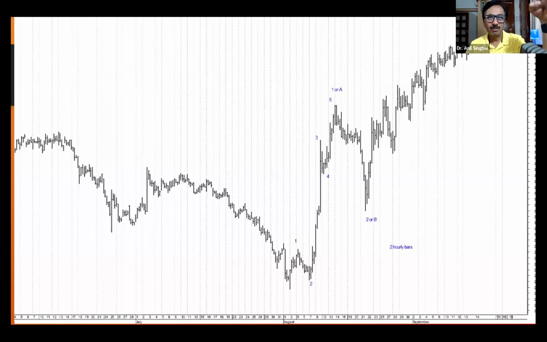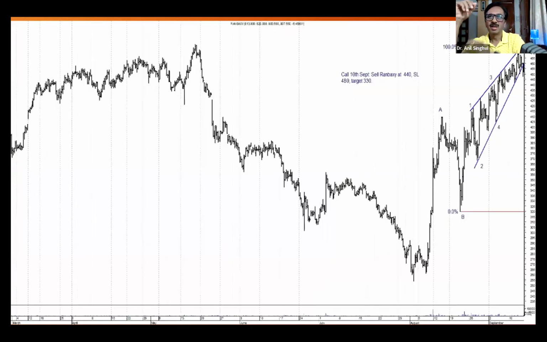So then the light bulb went on and we could think that this is an ABC correction to the upside and the C wave is basically an ending diagonal. So this was the labeling on the chart at that time. You see wave A, wave B, and wave C is an ending diagonal. And you can see that normally the proportion is wave A equal to wave C, which is the commonest proportion. Now that is where the rubber hits the road. Where do you look for corrections to end? Where waves A and C become equal.